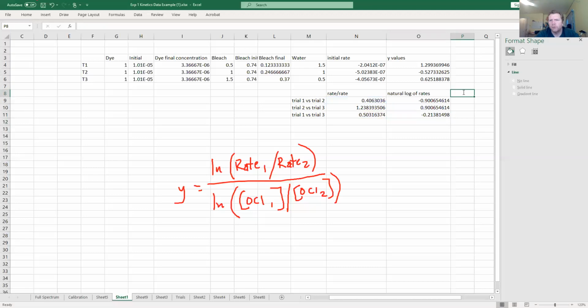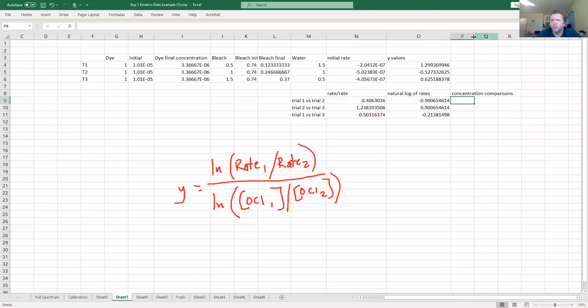So then concentrations. I'm going to label that concentration comparisons. Okay, so close this rascal so I have a little bit more space with which to work. Concentrations for trial 1 versus trial 3. Well, this is a ratio of my final concentration at the start of that trial. Okay, so 0.5 molar, or 0.5 is my ratio. Trial 2 to 3, 2 to 3, and then 1 to 3.